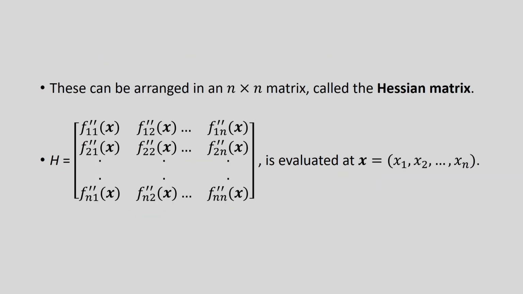And these n square terms are arranged in an n by n matrix, and this matrix has a specific name. It is called the Hessian matrix, and this is how this Hessian matrix is written. You can see this matrix has n rows and n columns.